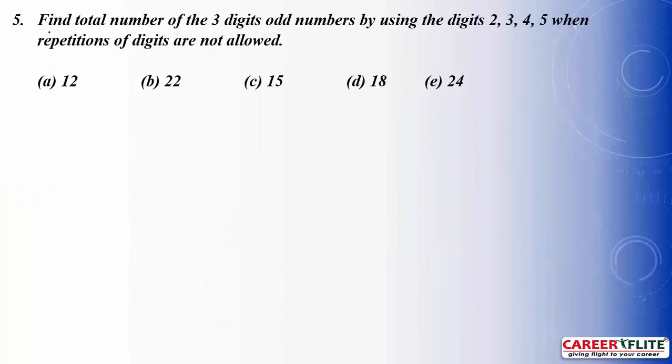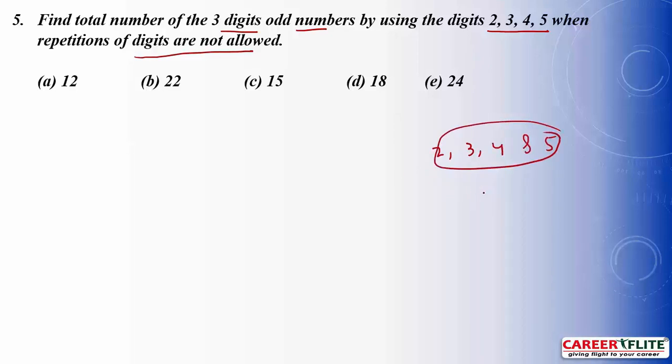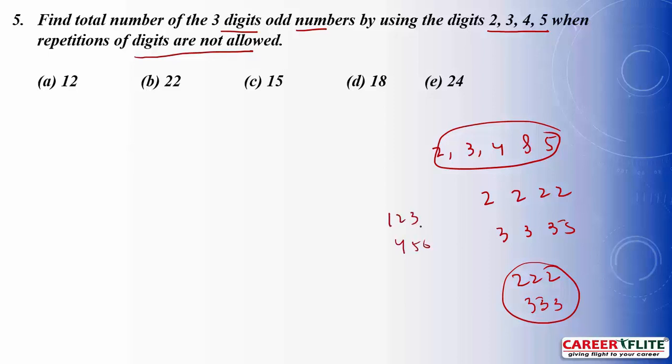In the next question we have: find the total number of 3-digit odd numbers using the digits 2, 3, 4 and 5 when repetition of digits is not allowed. Here the digits are given 2, 3, 4 and 5, but repetition of digits is not allowed. So the number can't be 2, 2, 2 or 3, 3, 3. It is a 3-digit odd number, not a 4-digit one. The number might be like 1, 2, 3 or 4, 5, 6.